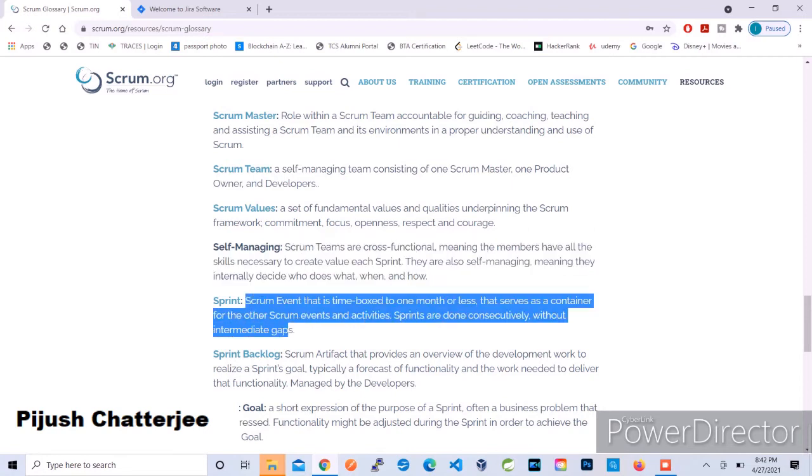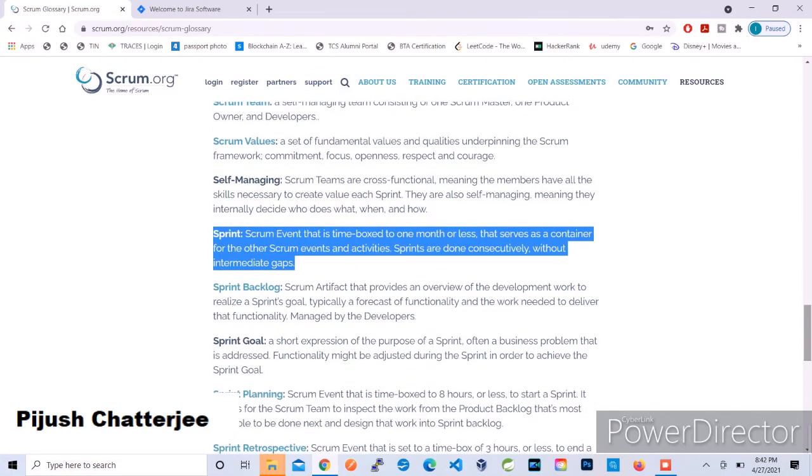Sprint is a time-boxed event. It is generally 2 weeks to 4 weeks. Within that time, developers select how many stories they want to achieve or complete, so that a specific product increment can be done within that period.